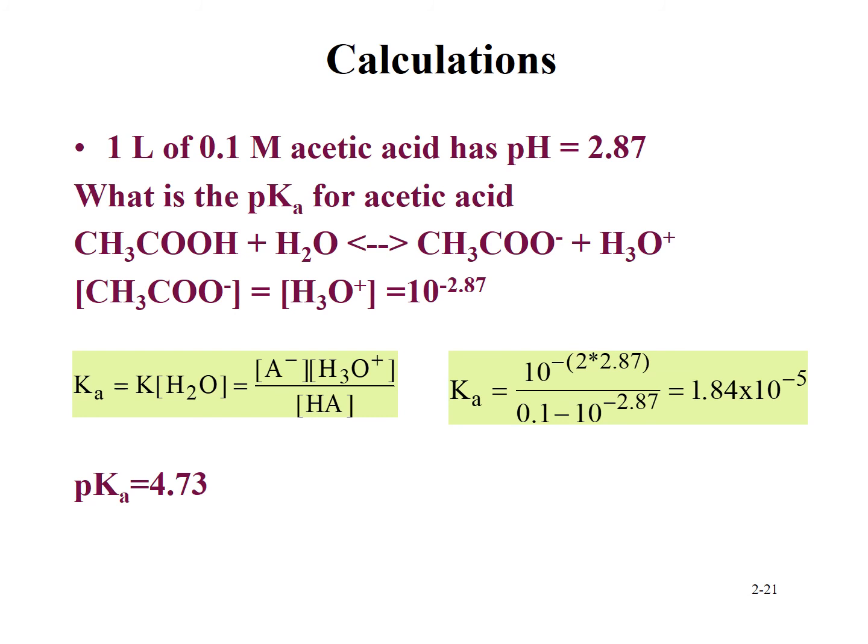10 to the minus 2.87 squared, that's doubling the 10 to the minus 2.87, divided by 1 minus 10 to the minus 2.87, because that's the amount of the acid that became deprotonated. That's equal to 1.84 times 10 to the minus 5, and that's actually equal to the pKa of 4.7, and acetic acid has that pKa.